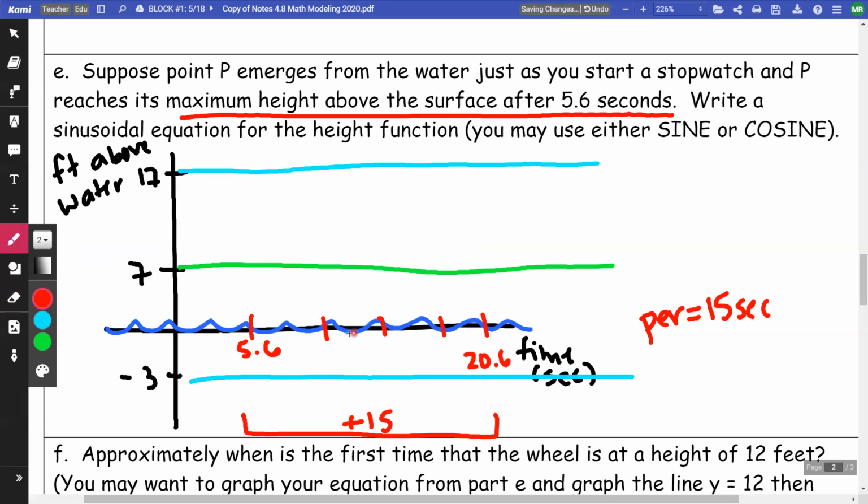Now, if you want to find these values, you can average them: 5.6 plus 20.6 divided by 2 to find this one, and then average these two to find this one, and these two to find this one. But I don't need that. I need the start and I need the end.